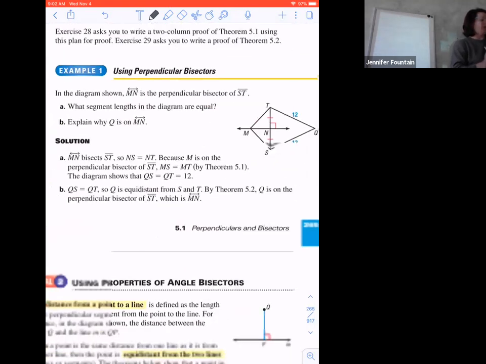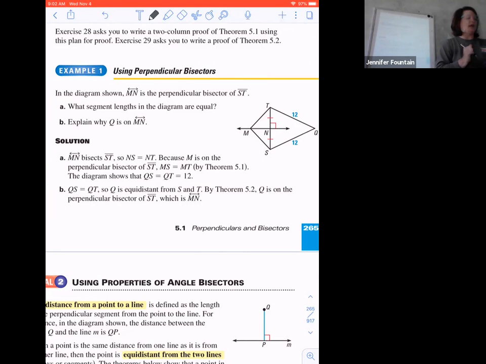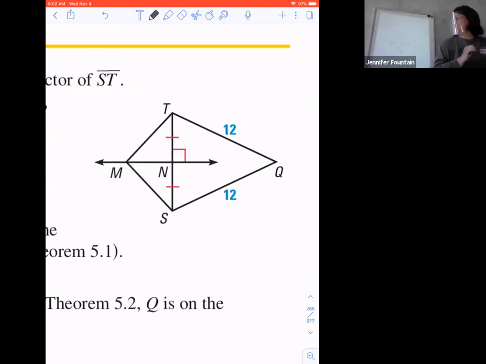All right, let's look at example 1, using perpendicular bisectors. In the diagram shown, we have line MN is the perpendicular bisector of segment ST. Letter A says, what segment lengths in the diagrams are equal? Okay, so let's look at that first. So what do we know are equal so far? What are the marks they've given us to show that they're equal?